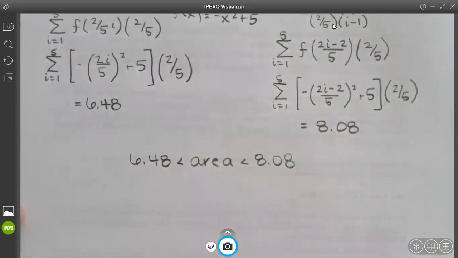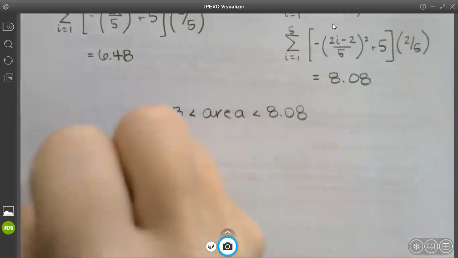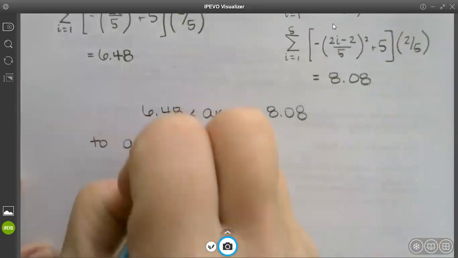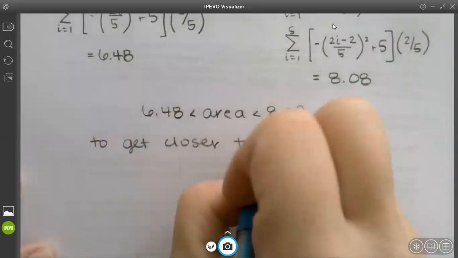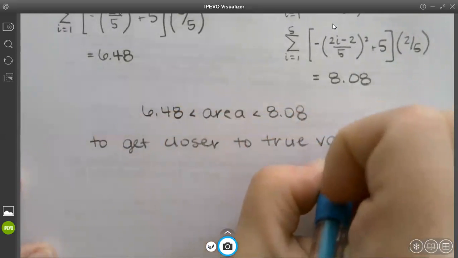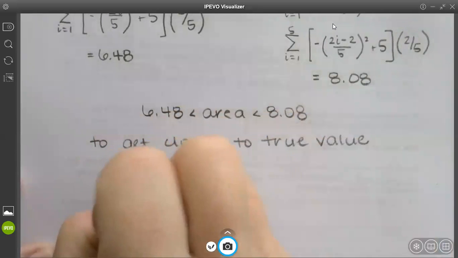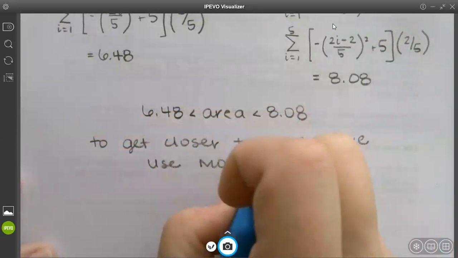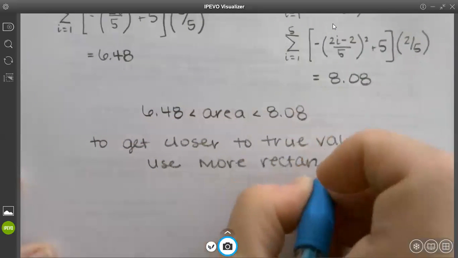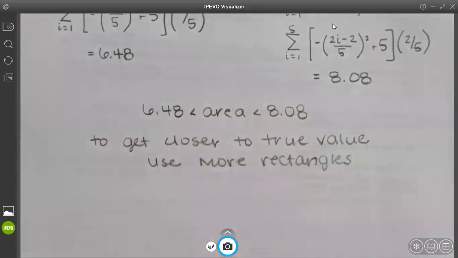So how did I tell you you could get closer to the true value? What did I tell you? Use more rectangles. So that means change your delta x. Everybody good?